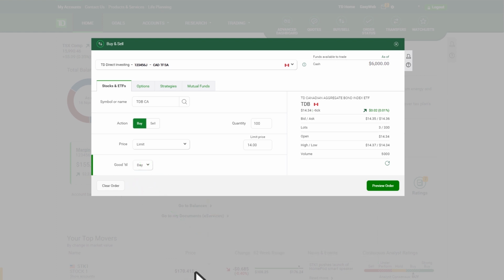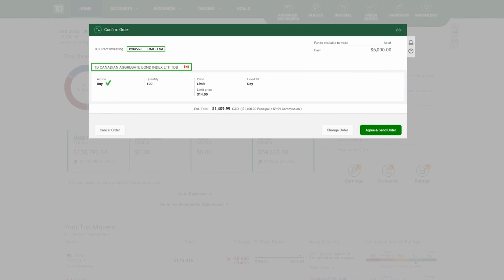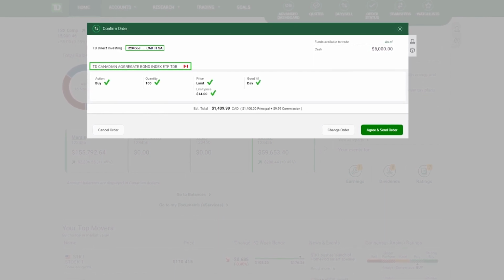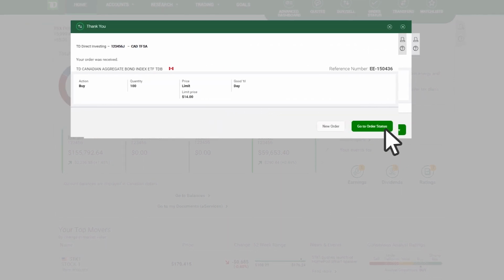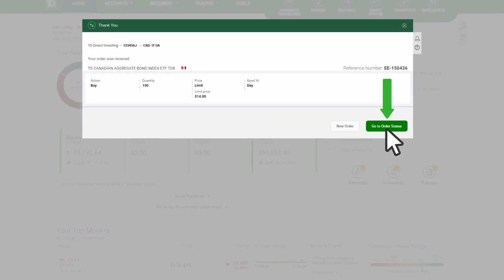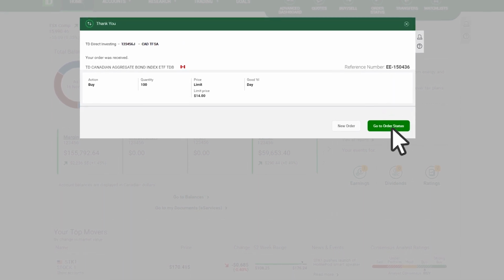Once you've entered all the criteria, click Preview Order. Carefully review the confirmation screen to make sure all the details are correct. If you are satisfied with what you see, click Confirm to send the order to market. If you want to check, modify, or cancel your order, click Order Status. That's how you place an order in WebBroker.